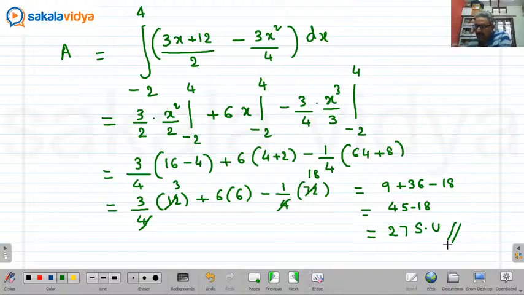Madhurima, your answer is correct, 27. Okay. So, Mohana Krishna, only when it is y equals mx do you need to take that. Otherwise, you will get it wrong.